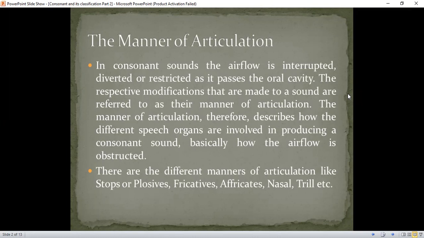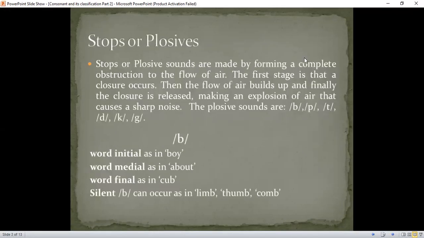There are different manners of articulation like stops or plosives, fricatives, affricates, nasals, trills, etc. So one by one, we will discuss them. The first will be the stops or plosives.